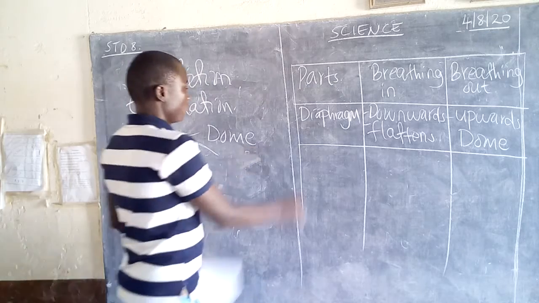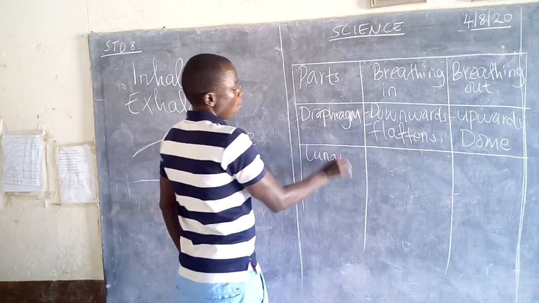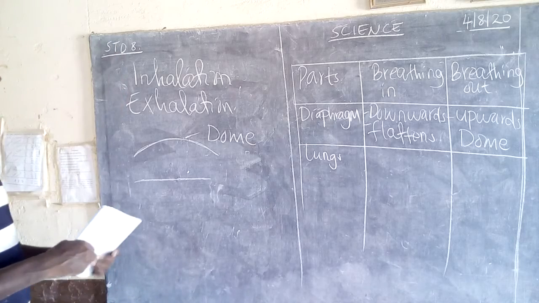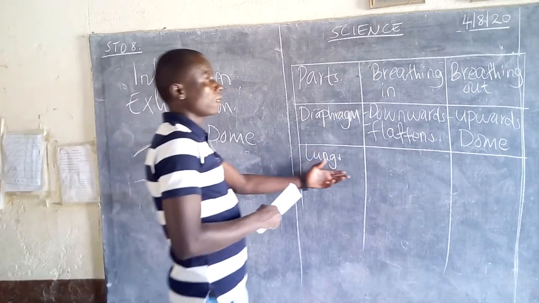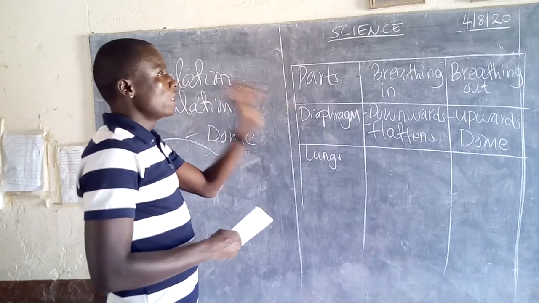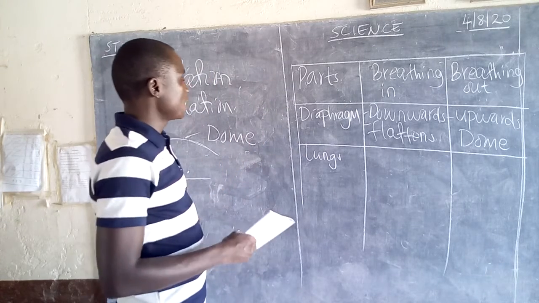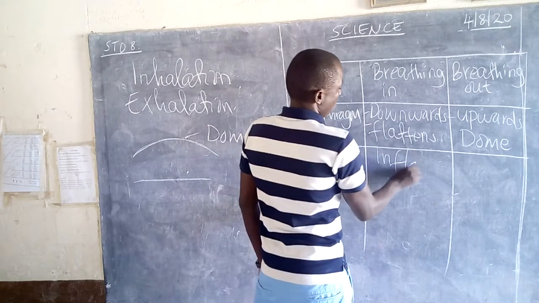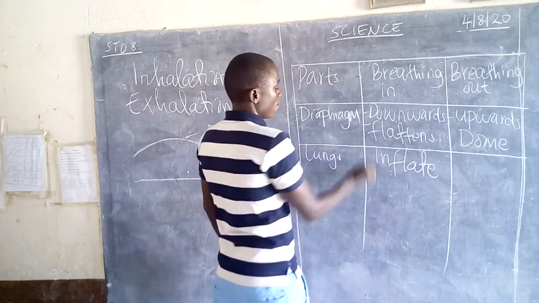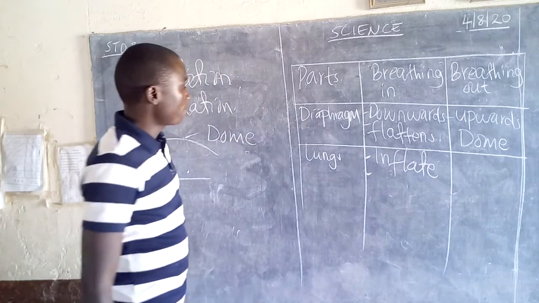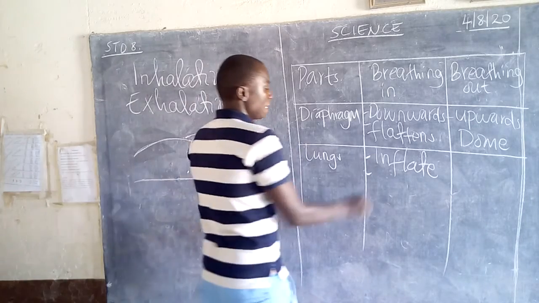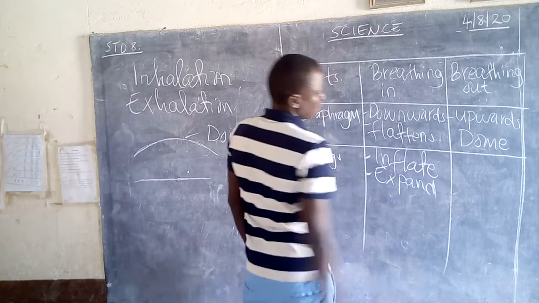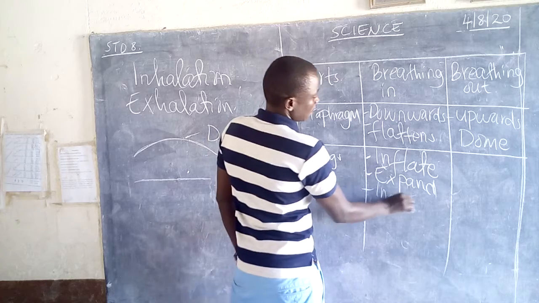Next part, we have the lungs. What happens to the lungs when you're breathing in? Take the lungs to be balloons. What happens to a balloon when you are putting air inside it? What happens? It does what? Number one, inflate. Number two, they expand when you're breathing in. Expand, what does it mean? Increases in size.